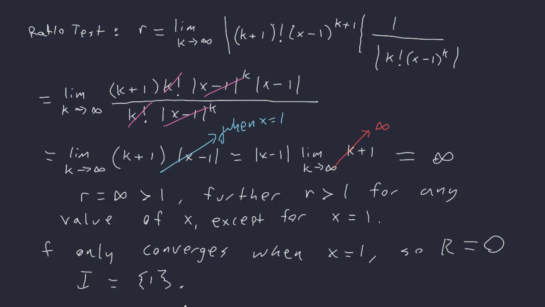All right, so those are the possibilities here that you can look forward to, I guess. You'll either get it to converge everywhere, you'll get it to only converge on a balanced interval, which you will have to check the endpoints just in case, or you'll only get convergence at the center. Okay, and that's when your radius of convergence is 0.